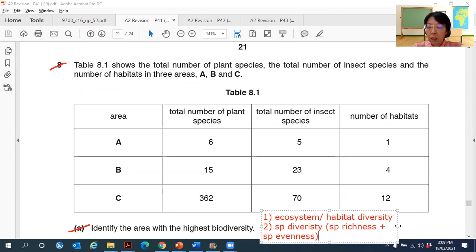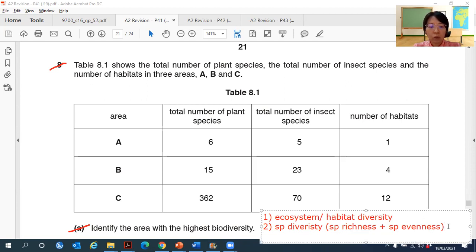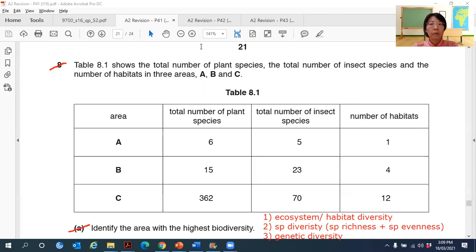Species richness means how many different types of species you have. Species evenness means for each species that you have, the number is more or less around that range, not some too many and some very few. Okay, species evenness. And the third one is the genetic diversity. So this is the basic we've learned. For this question, number of habitats means the ecosystem diversity.